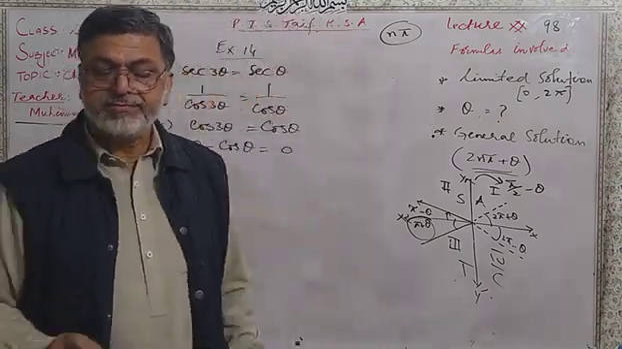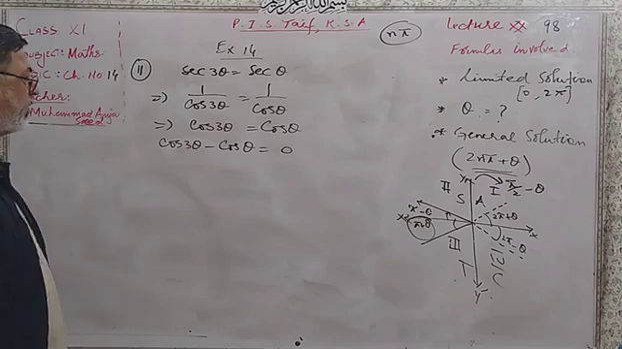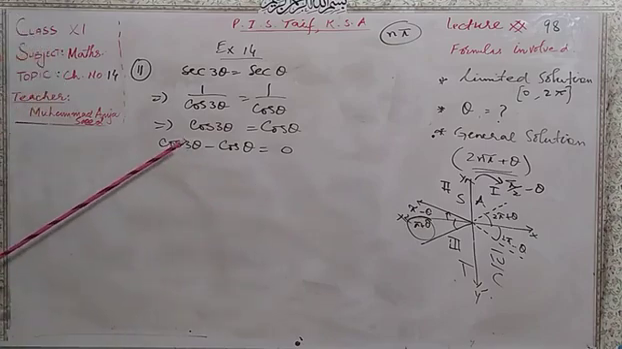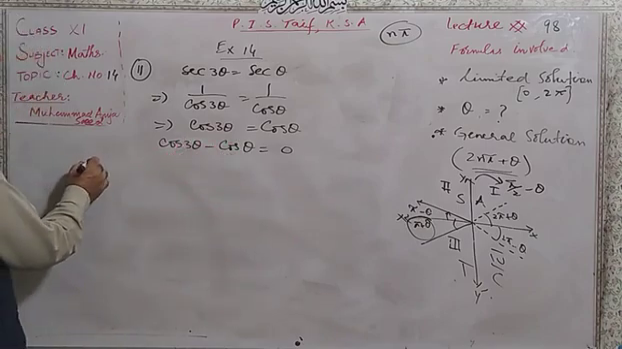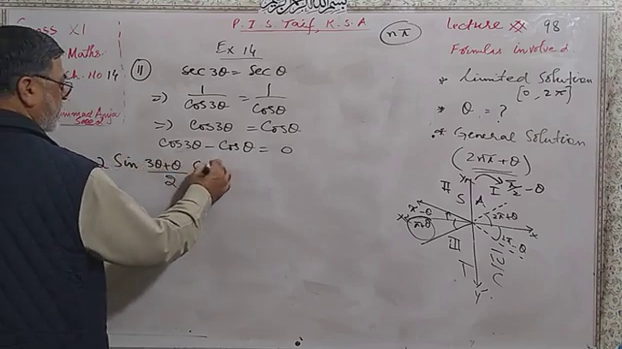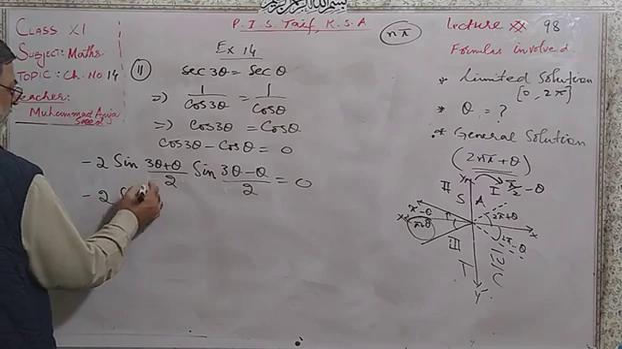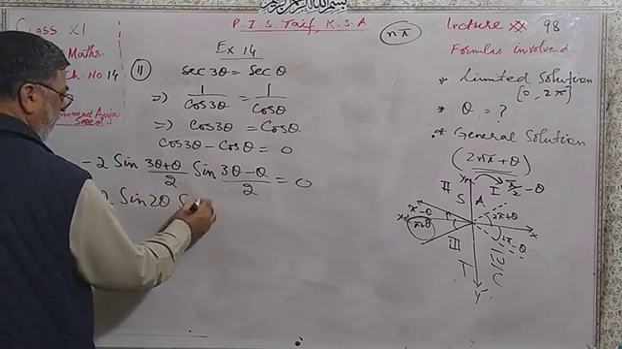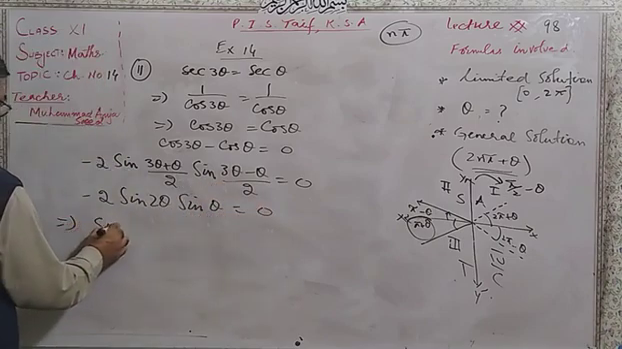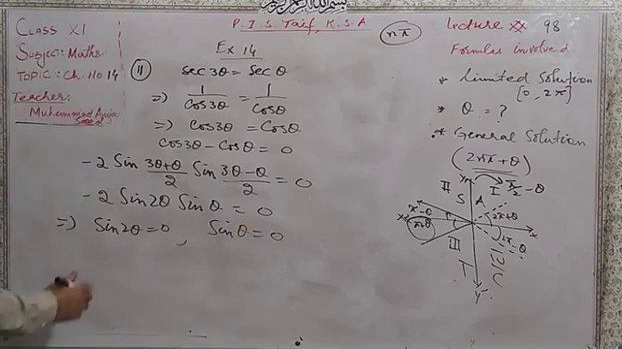So dear students, this is your formula cos minus cos. Again I will tell you that in exercise 10.4 you have seen in question number 1 and 2 that cos minus cos is minus 2 sin, first plus second over 2, first minus second over 2. That will be minus 2 sin, 4 theta over 2, 2 theta, and 3 theta minus theta is 2 theta over 2 is theta. Implies that sin 2 theta is equal to 0 and sin theta is equal to 0.